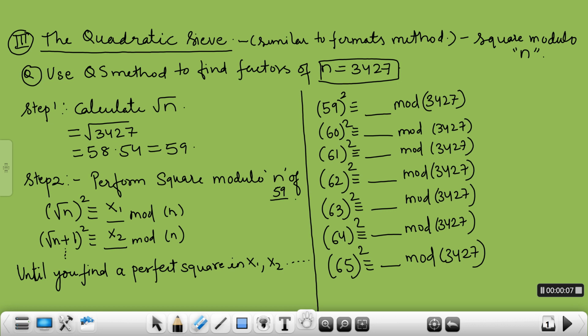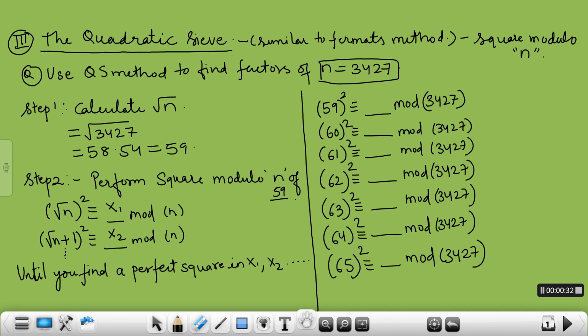Welcome students. We are going to continue where we left off in the last session. We were doing factorization. In factorization we had done two methods: one was Fermat's factorization method and the second was the Pollard P-1 factorization method. This is the third factorization method that we are learning today, the quadratic sieve method, which is similar to Fermat's method.